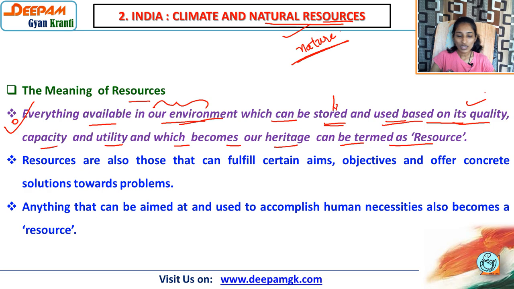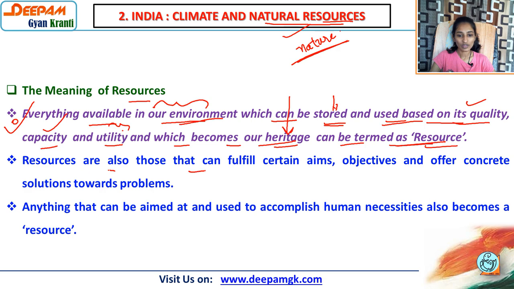We can use it based on quality, capacity and utility, meaning how it can be used, and which becomes our heritage. The things which became our heritage are termed as resources. Means the things which we are getting from our environment are called natural resources.